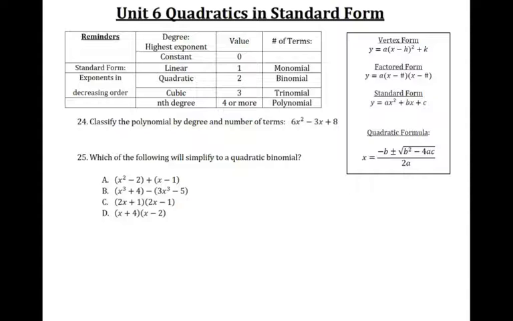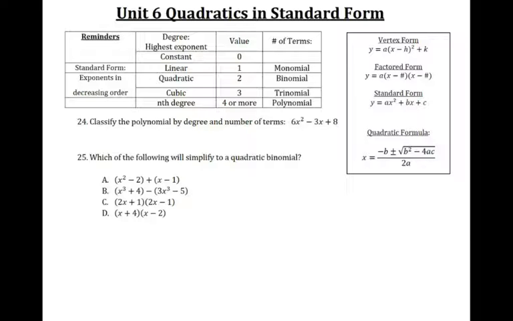So quadratics in standard form, we start by looking at classifying polynomials based off of their degree and the number of terms that they have. So if you look at the table that's presented to you, your degree, when you name it, can either be a constant, linear, quadratic, cubic, etc. If there's one term, it's a monomial, binomial, trinomial, or polynomial if there's four or more terms.